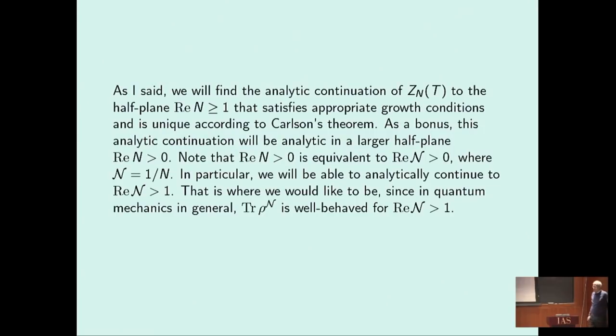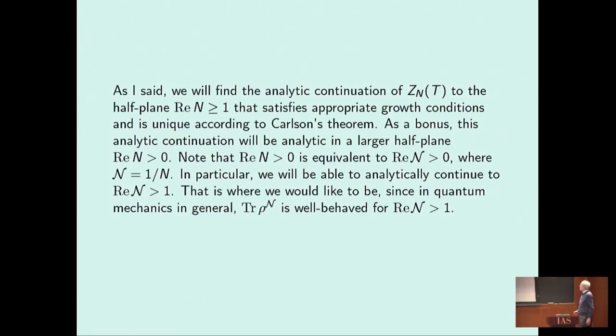So as I said, we're going to take the worldsheet partition function of the string on the annulus, and we'll find its unique continuation from integer n to a half plane. And there's actually one nice thing which happens, which is the nicest thing I have to tell you today. Actually, it takes two parts. The first part is that for Carlson's theorem, we want analytic continuation that is unique in the half plane where the real part of n is at least 1. But it turns out that the unique continuation that's analytic in that half plane is analytic in a bigger half plane where the real part of n is at least 0. So as a bonus, we'll get more holomorphy than we were looking for.